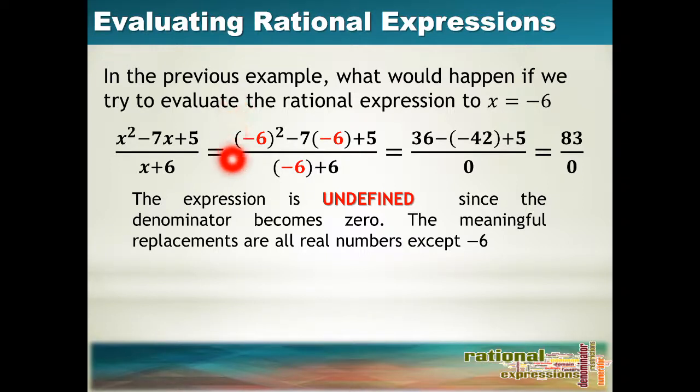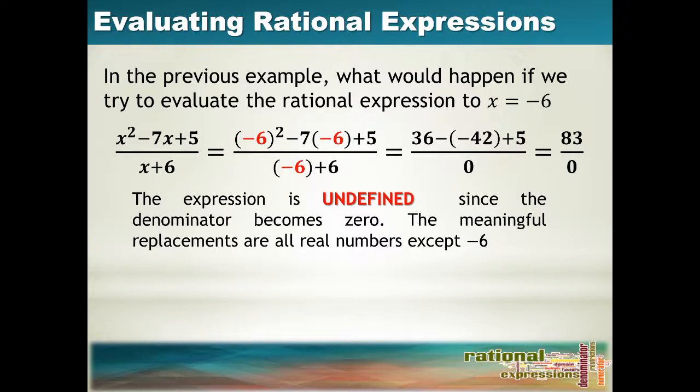Substituting the value of x to negative 6. Negative 6 raised to the power of 2 minus 7 times negative 6 plus 5 over negative 6 plus 6 is equal to 36 minus negative 42 plus 5 over 0, which is equal to 83 over 0. The expression is undefined since the denominator becomes 0.